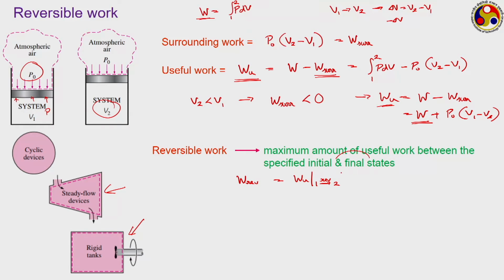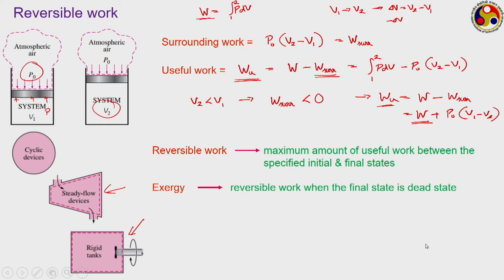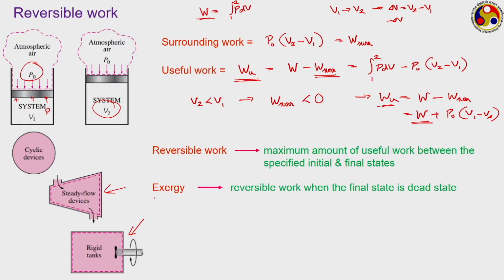And when this final state is the dead state, then what happens? Then we are going to the dead state, which is commonly referred to as state 0. Then we have harnessed the maximum possible work that we could have got from the system, and that is what is exergy. So, exergy refers to the reversible work we can harness from a system when the final state is the dead state. So, we are starting from one initial point and going to the dead state following a reversible process, and whatever reversible work we are getting, that is the exergy. So, this is an alternate definition of exergy.